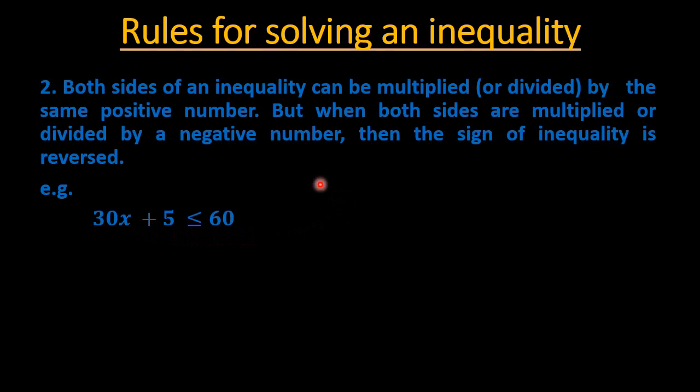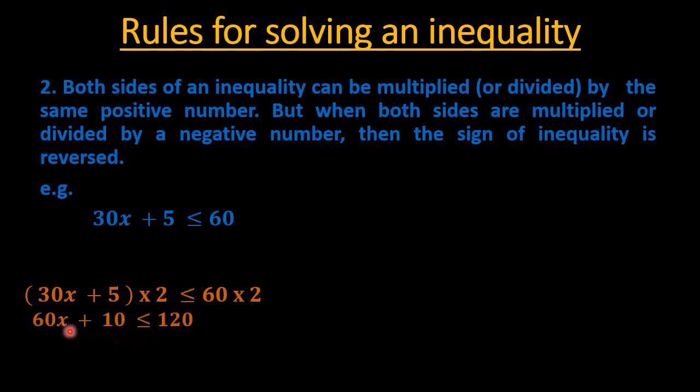So if we multiply by a positive number on both the sides, then the sign of inequality will not get affected. Here I am multiplying by a positive number, that is 2, on both the sides, and on doing so, the sign of inequality will not be affected. So it will be 60x plus 10 is less than or equal to 120.